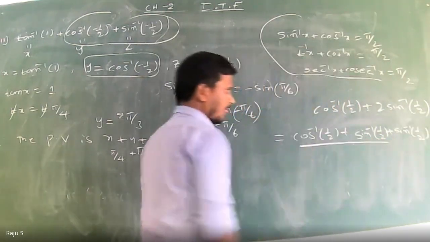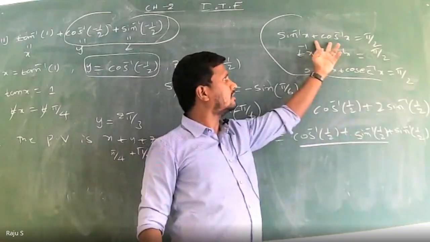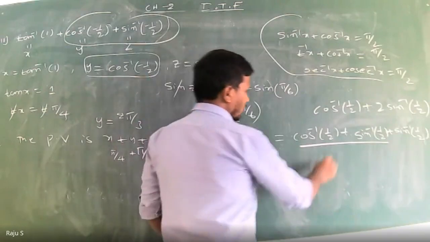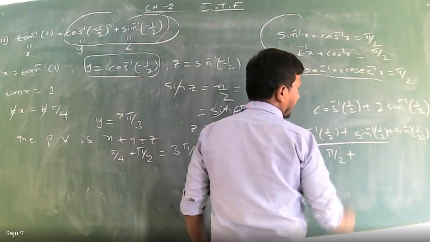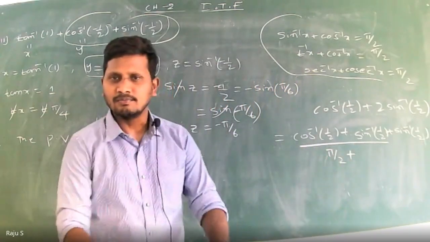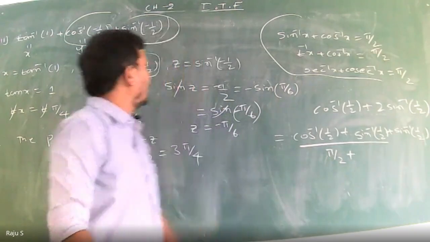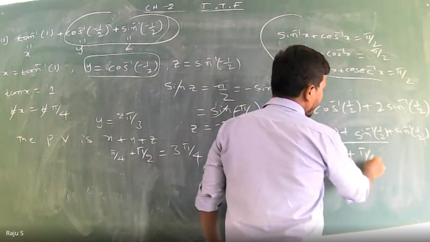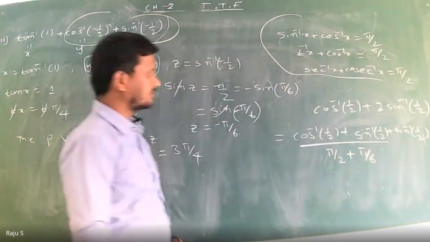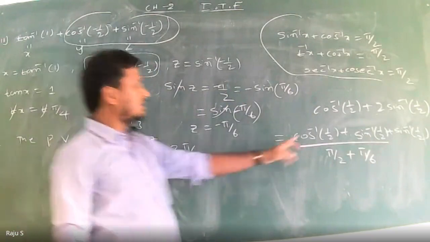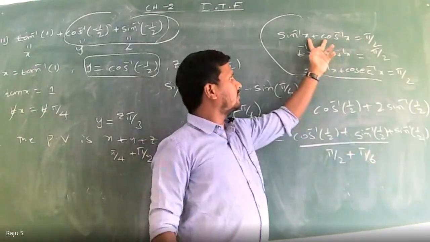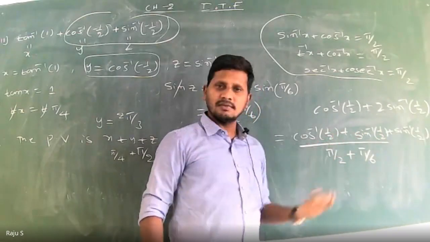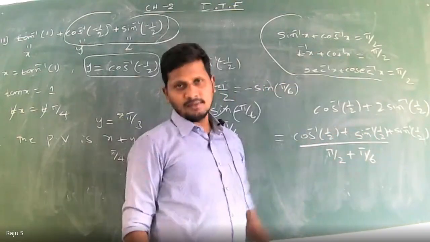What about here? Cos inverse plus sin inverse value is pi by 2. So clearly it is pi by 2 plus sin inverse 1 by 2. Already we have done sin inverse 1 by 2, which is pi by 6. With the help of this formula, we can write pi by 2, because sin inverse plus cos inverse is equal to 90.